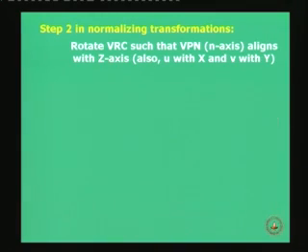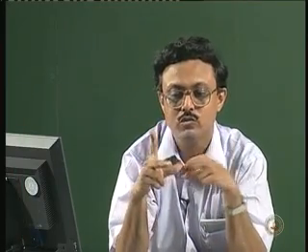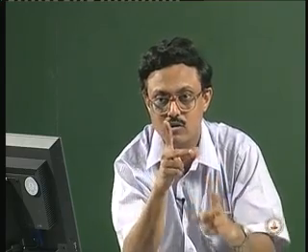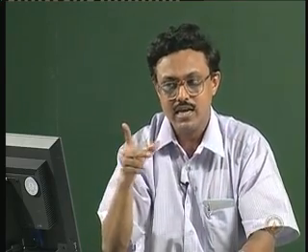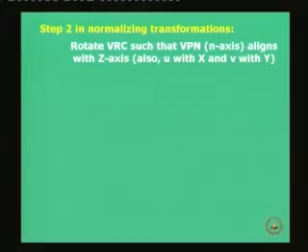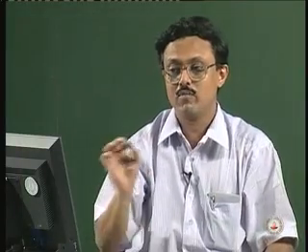So step 2 of the normalizing transformation is that you have to rotate the view reference coordinate system, which is defined with respect to the viewport and the camera. The camera will have its own U, V and N axes. You have to translate the VRP to the origin, and then rotate in such a manner that it gets aligned with the world coordinates, so that the VPN, or the N axis, the view plane normal, aligns with the Z axis of the world system, and the U and the V align with the X and Y axes respectively. So this is the most difficult task in the normalizing transformation.